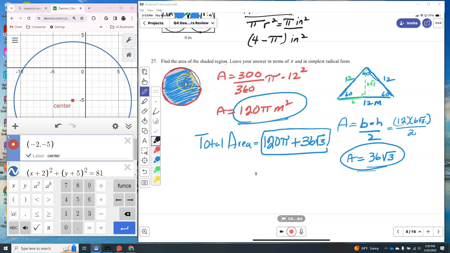And then I tried to figure out the area of that triangle, which is a 60, 60, 60 equilateral triangle. So the base is 12 meters and the height is 6 square root of 3. You multiply these two, and so the area in that triangle is 36 square root of 3 meters squared. And then you just have to add both areas.